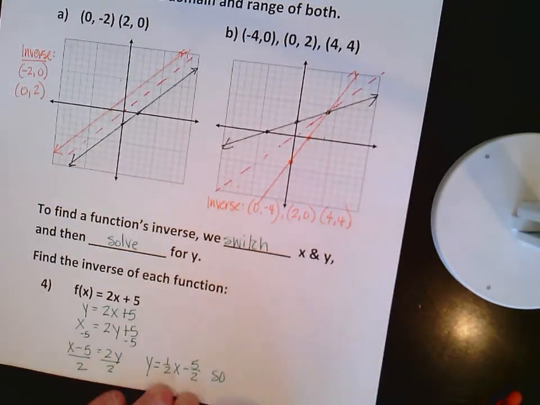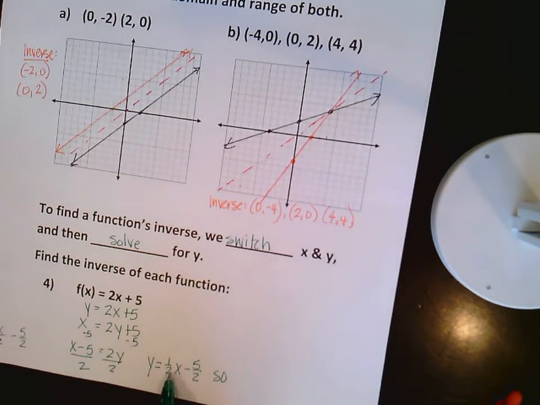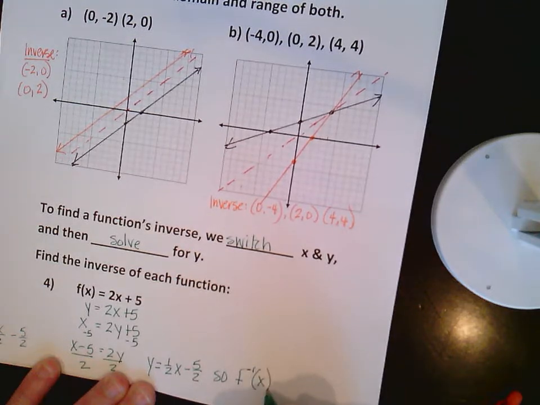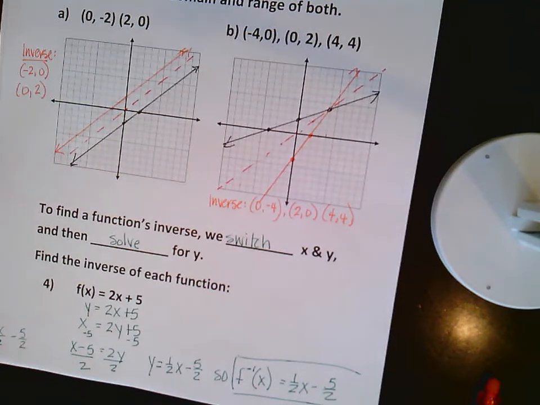So what I did is I took x over 2 minus 5 over 2, and just pulled the 1/2 out in front. And that means that my inverse function, and the way we write that is f to the -1 of x, equals 1/2 x minus 5/2. Now that would be your answer for the inverse function that we started with.